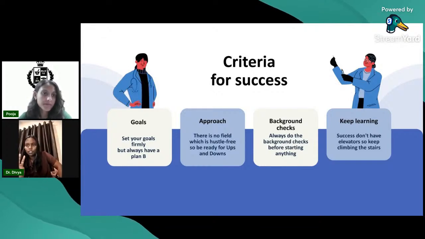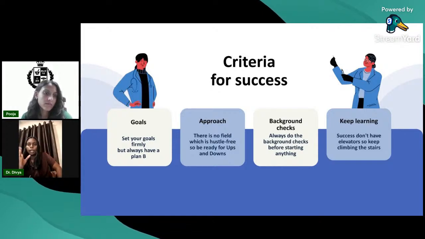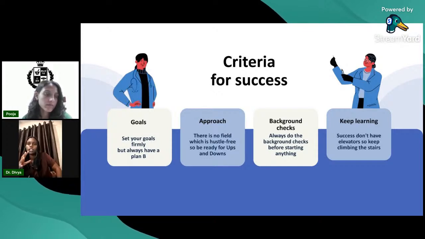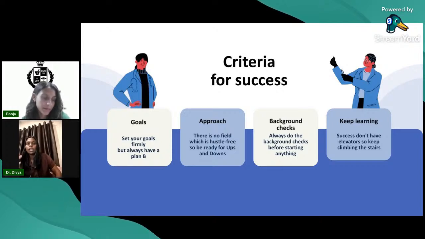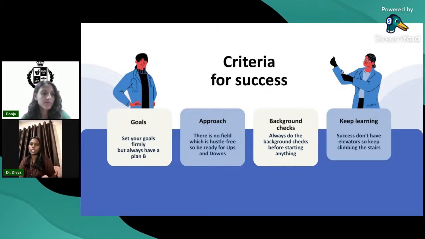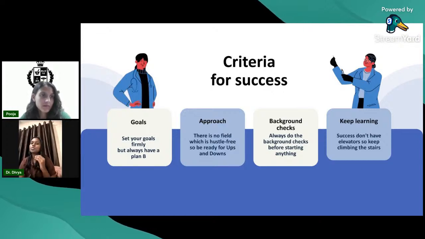The third point I would like to give you is do background checks. That means if you are planning to start anything, switch, or start your own business, please do background checks, because some fields might look very glorious or very good from outside, but once you enter or commit to something, you cannot just leave it. So if you are planning to join any organization, please do background checks. What is the scope that organization has, and then you should start.